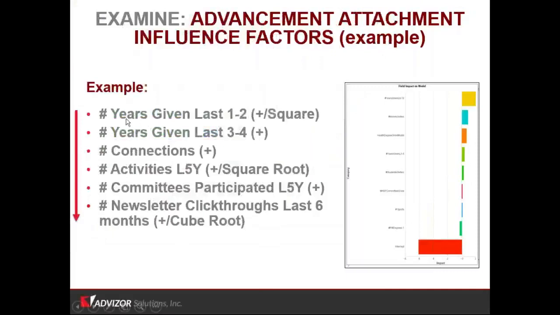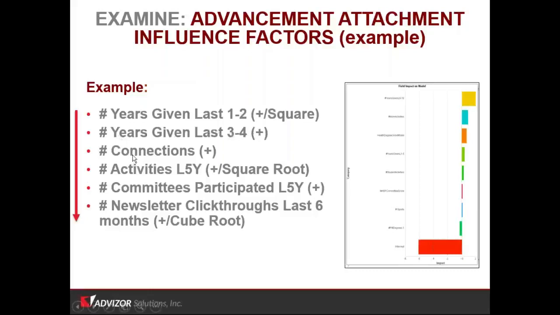So here, typically, the number of years they've given in the last couple years, 1 to 2, so it's 2 years. A square means a 0 is a 0, a 1 is a weight of 1, and a 2 is 2 squared, a weight of 4. So giving in each of the last 2 years is 4 times more influential than giving in just one of those 2 years, and there's a weight against it. And the same thing, the years given 3 to 4: if they've given each of those years, it's more influential than not.